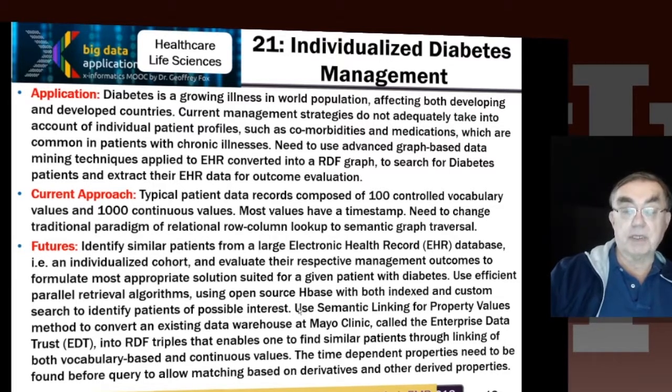And then, but we still have to process this graph, and this work is with Mayo, and they have to work with an existing data warehouse, which needs to be converted from the traditional form into RDF. RDF comes from the semantic web community, and is a very useful way of representing metadata.